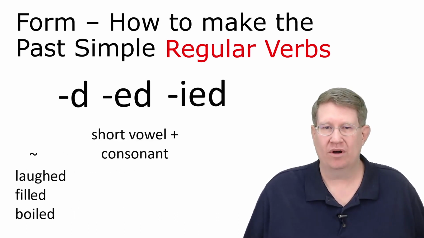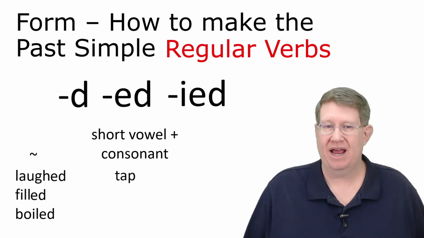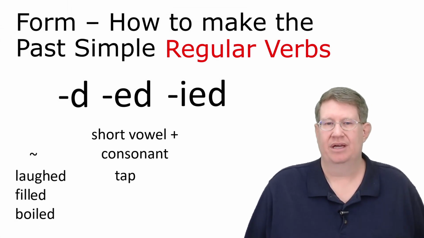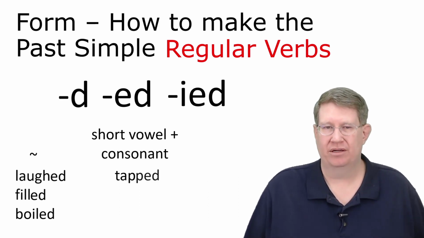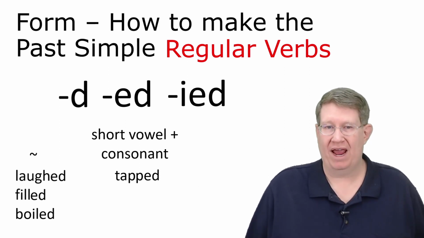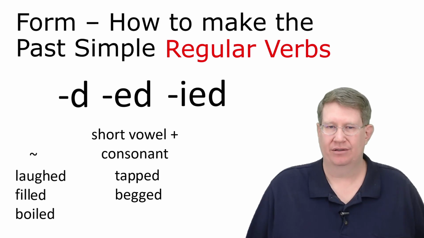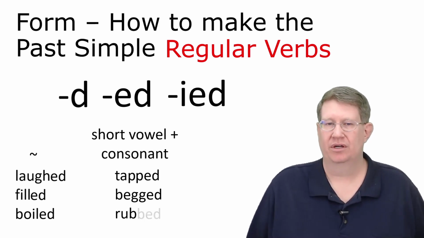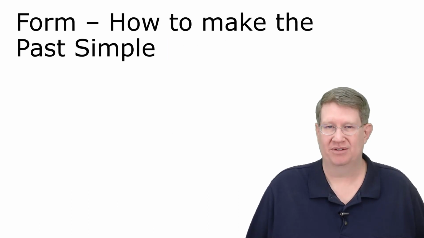When there's a short vowel and then a consonant, we have to double the final consonant. So tap, we see T-A-P. That A is a short A, and then there's a P, so we have to double the P. So tapped. If we don't double the P, if we just add ed, then it becomes taped. So that's why we have to do it. Beg becomes begged. Rub becomes rubbed. Okay, so are we finished now? No. Remember, these are only the regular verbs. Let's take a look at some irregular verbs.